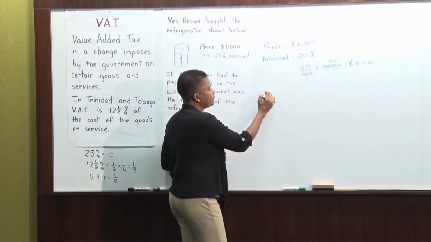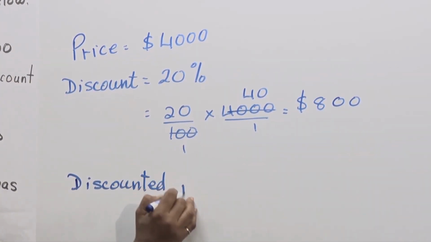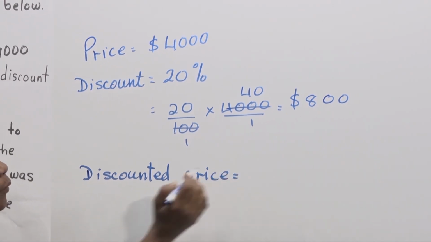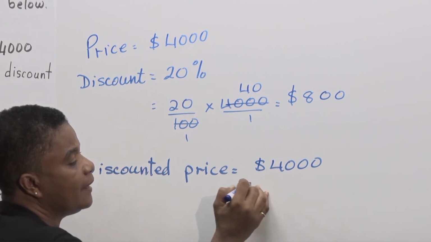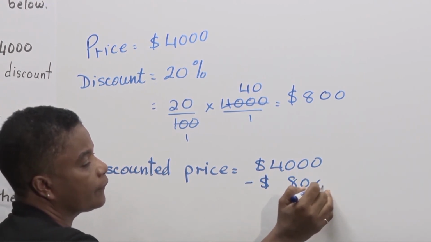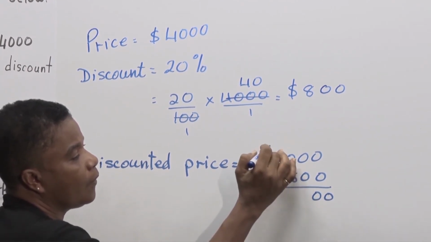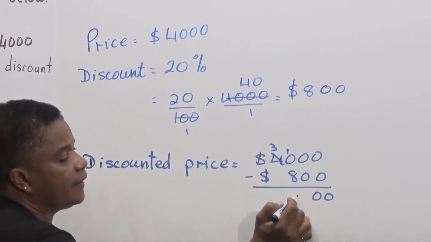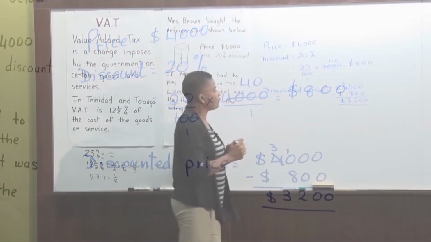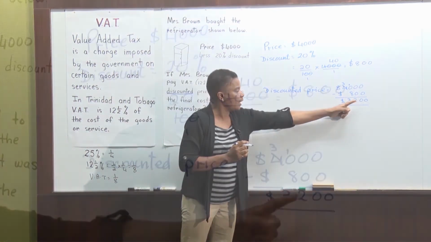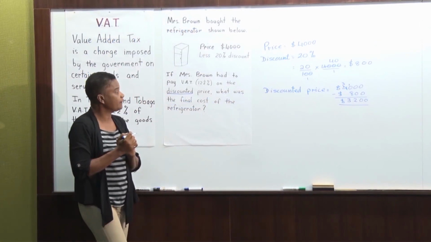So let's work out the discounted price. So the discounted price would be, yes, the $4,000 less $800. Let's subtract 0, 0, 4. That will give us 10 take 8 is 2, and that's the 3. So the discounted price would be $3,200. Our sum is not finished.